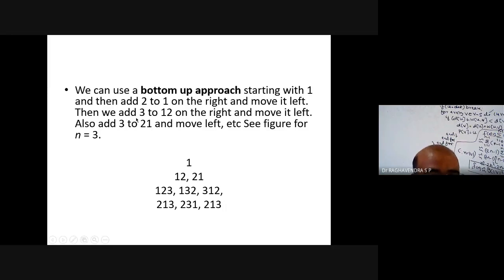Then add 3 to 12. This is the first number, 12, and this is the second number, 21. Now you take the third number, that is 3. This 3 will now be added again. Take the number 12. For this 12, you add 3 to the right side, and for the same 12, you add 3 in between 1 and 2. For the same 12, you add 3 to the left side. So this is left side, this is right side, and this is in between.